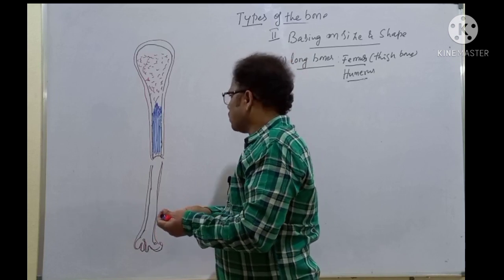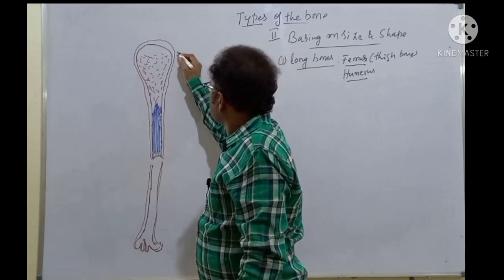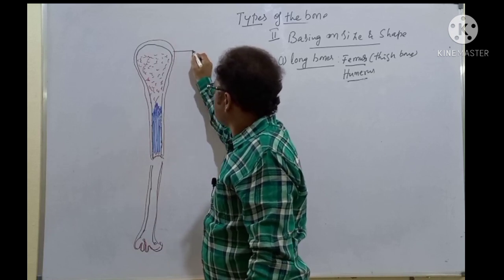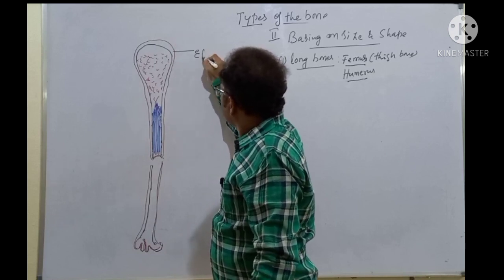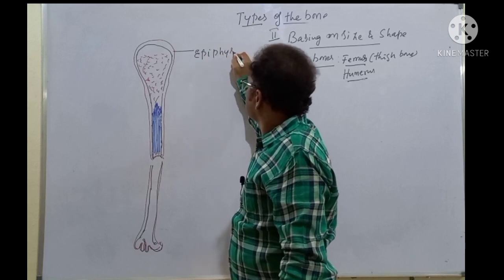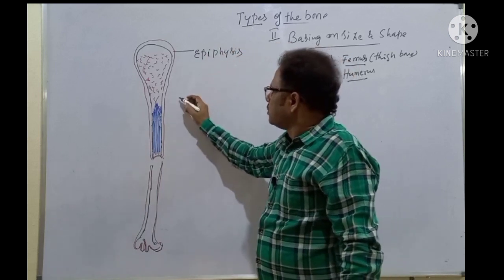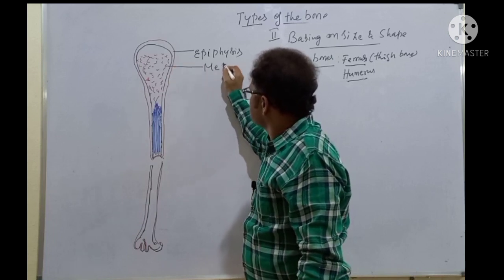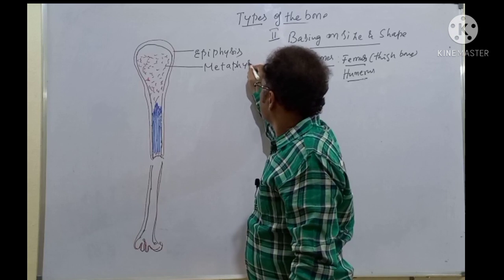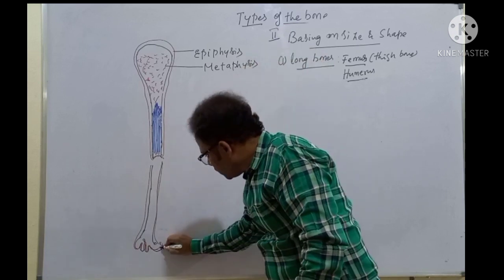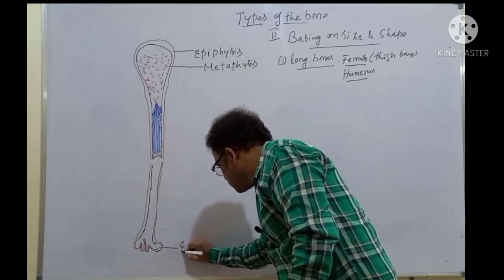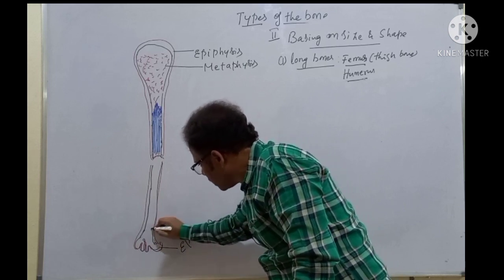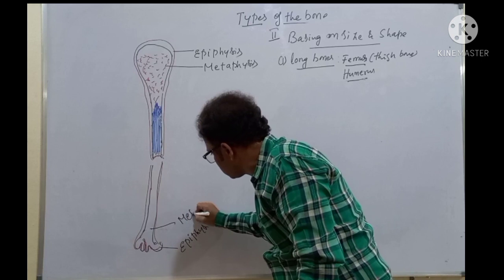So this is the structure of the long bone. This is the raised surface called the epiphysis. Here is called the metaphysis. This is a metaphysis. Here this one is again the epiphysis. Again here this is the metaphysis.